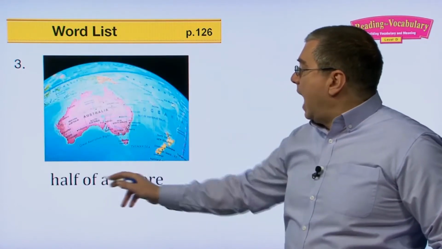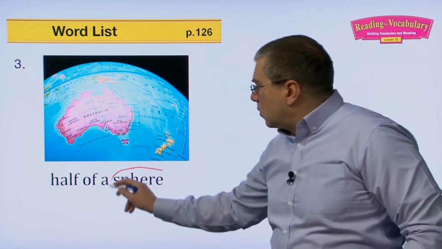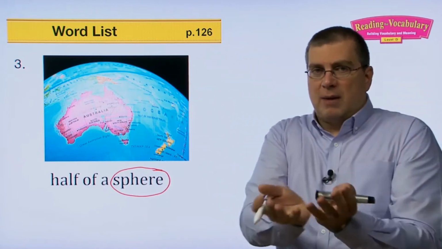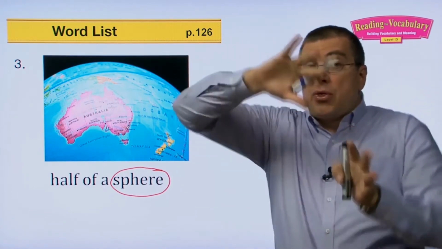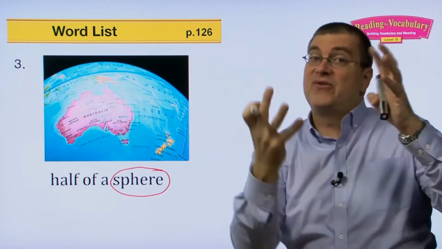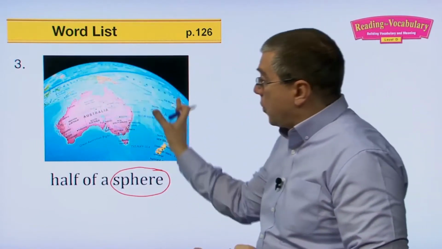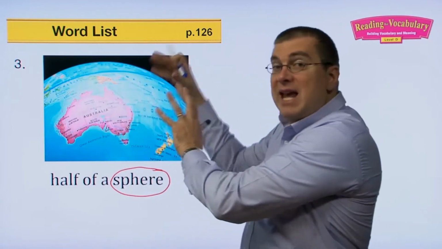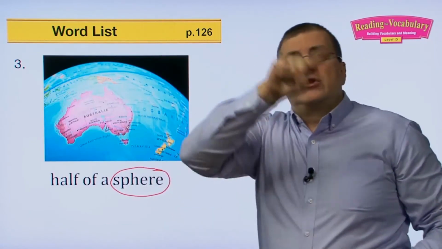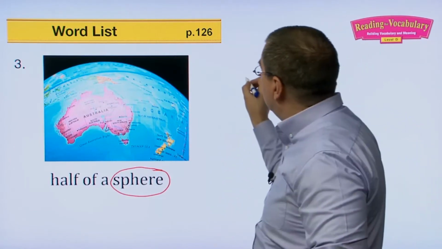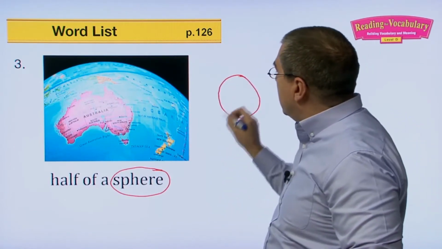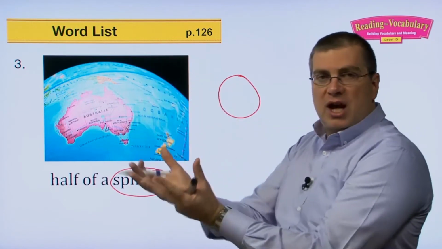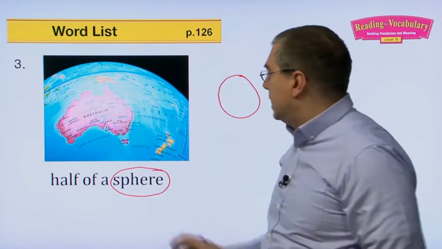Next one. Half of a sphere. Now a sphere, what is a sphere? A sphere is a round shape, but not just 2-dimension, 3-dimensional. That's a sphere. So if we look at the earth, right? The earth is a 3-dimensional circle, right? It's a sphere. A circle is only 2 dimensions, right? A circle is just 2 dimensions, but a sphere is 3 dimensions. We can see the shape in 3D. Okay, so half of a sphere.